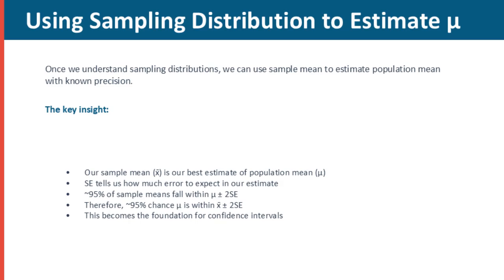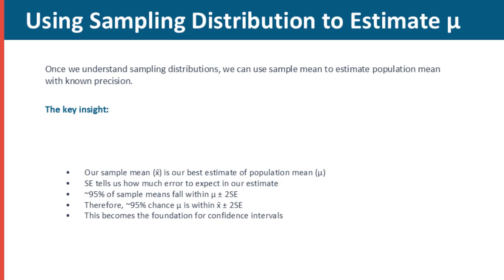Flipping this logic, if 95% of the sample means fall within mu plus or minus 2 standard errors, then we can be 95% confident that our mu will fall within sample mean plus or minus 2 standard errors. So a practical example: if your sample mean is 100 and standard error is 5, we are 95% confident that the true population mean will be between 90 and 110. This logic creates confidence intervals, which we will cover in detail in the next topic.